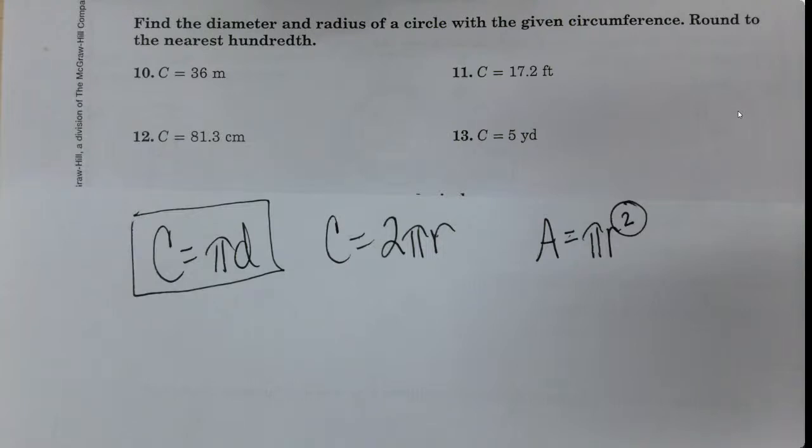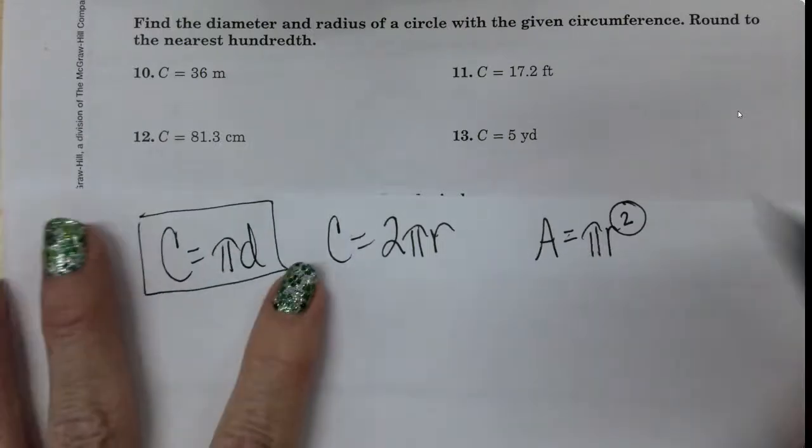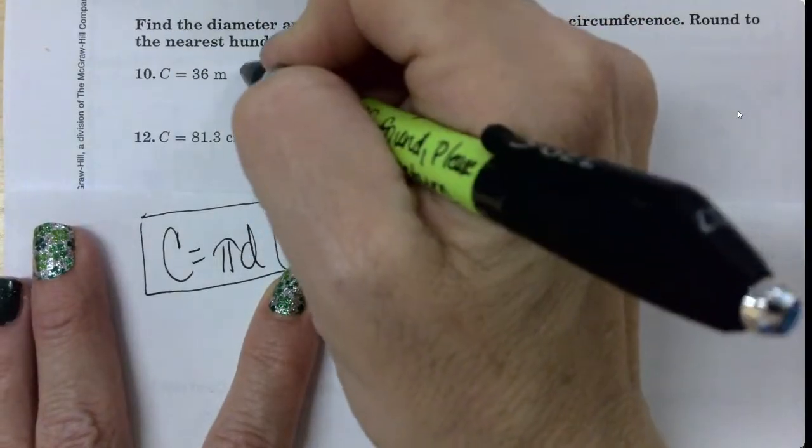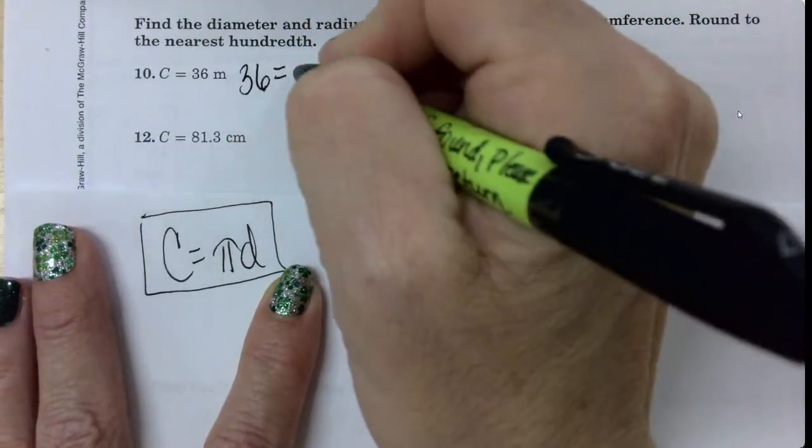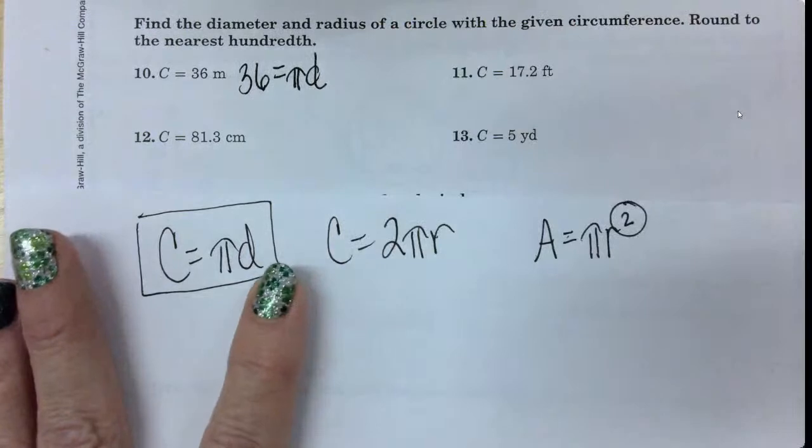So instead of plugging it into one equation, find diameter, and then plug it in the other equation and find radius, we can just find diameter and then divide by 2, right? And that makes our life as easy as we can possibly make it. So if we plug it in, we're going to say that 36 equals pi times diameter.